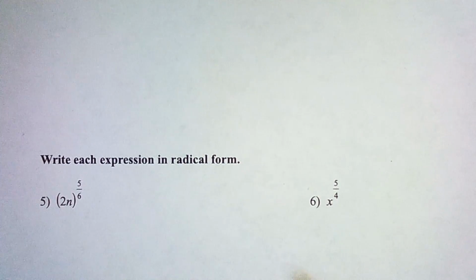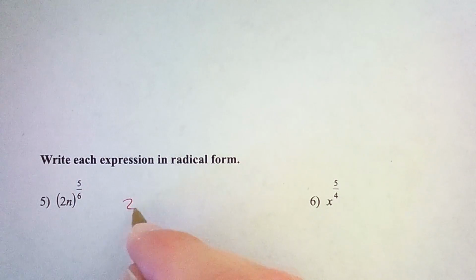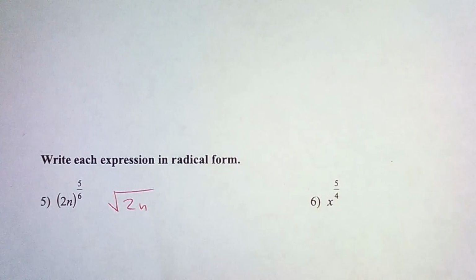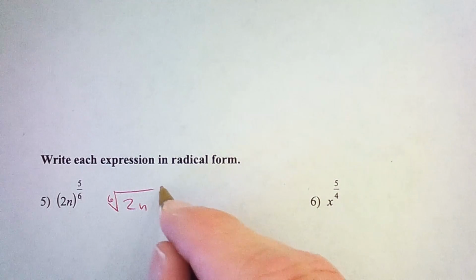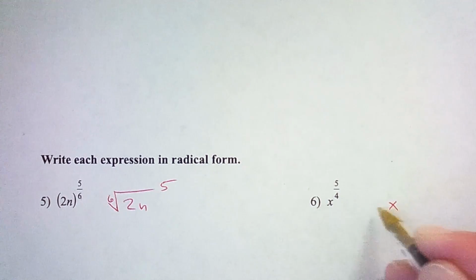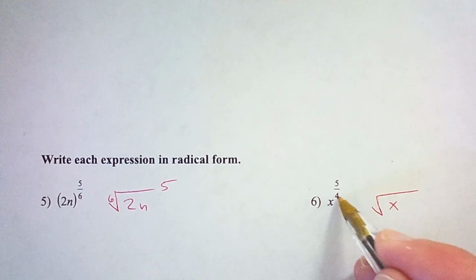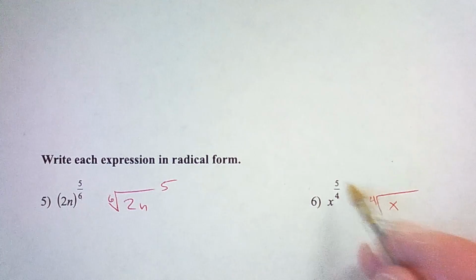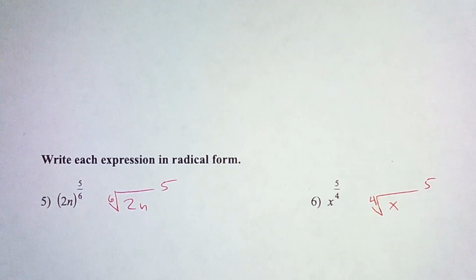And last, we're going to start in exponent form and rewrite in radical form. So 2n is going to be under the radical. The index is the denominator, so the index will be 6, and that will be raised to the 5th power. And then we have x under a radical. The index is this denominator, 4, and it is to the 5th power.